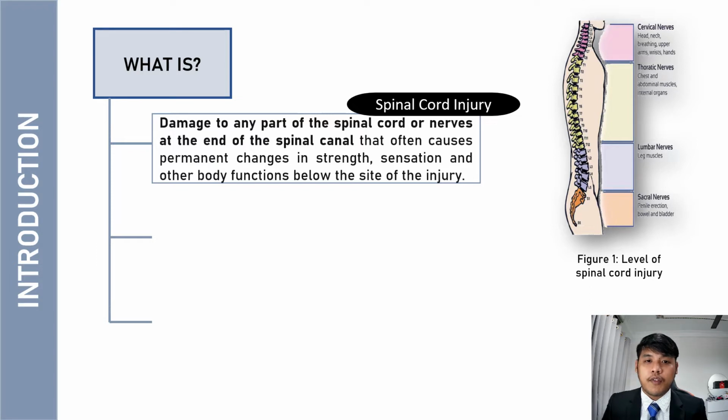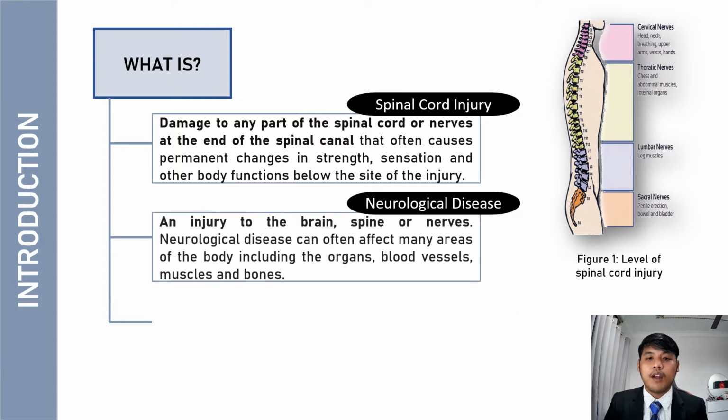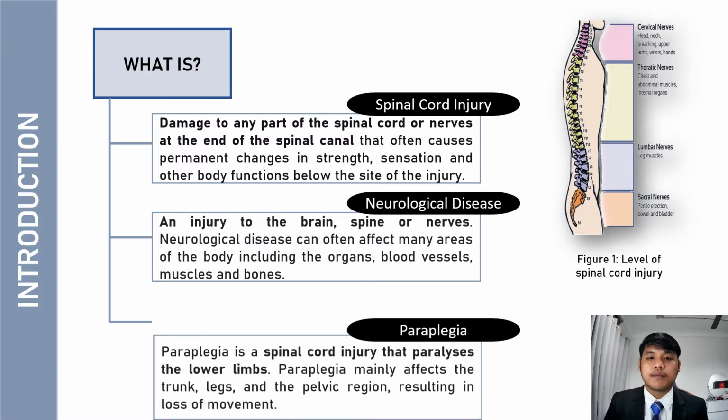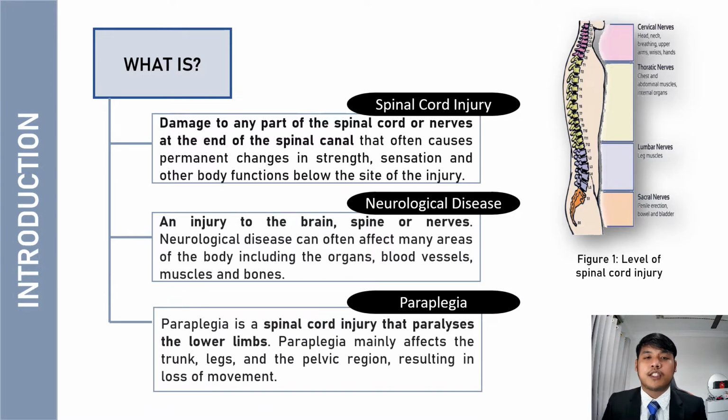Here are the list of definitions for the spinal cord injury, neurological disease, and paraplegia according to Wikipedia. The damage to any part of the spinal cord or nerve at the end of the spinal canal is the definition for the spinal cord injury. For neurological disease, it is an injury to the brain, spine, or nerve. Neurological disease can often affect many areas of the body, including the organs, blood vessels, muscles, and bones. Lastly, paraplegia is a spinal cord injury that paralyzes the lower limbs and mainly affects the trunk, legs, and the pelvic region, resulting in loss of movement.